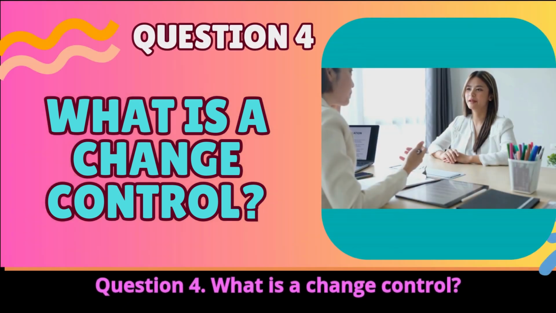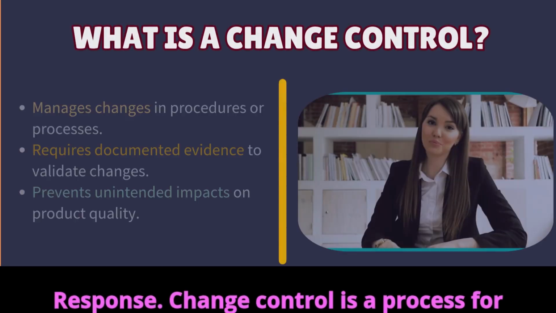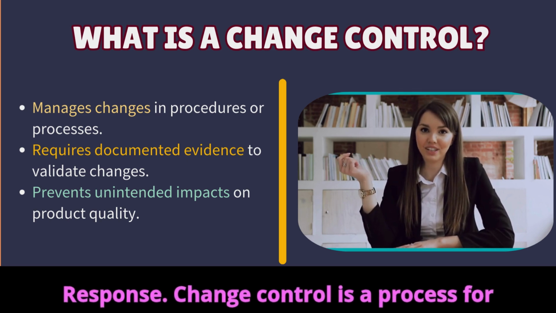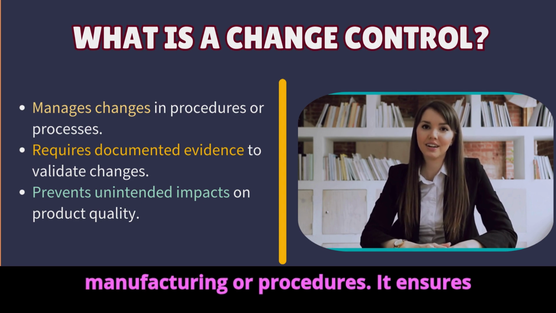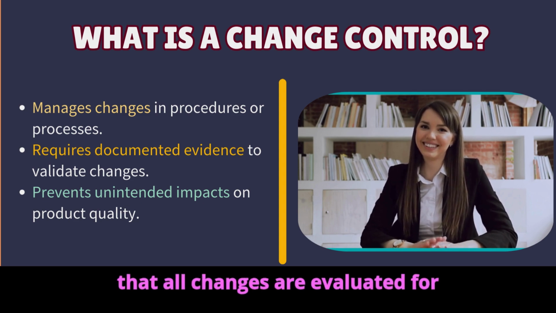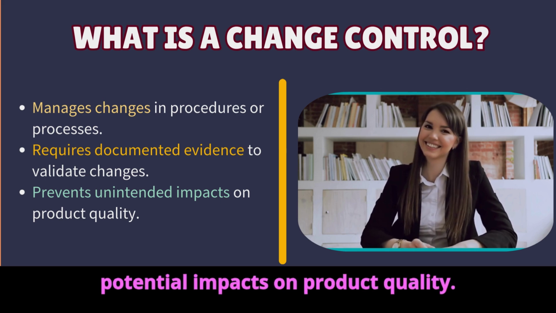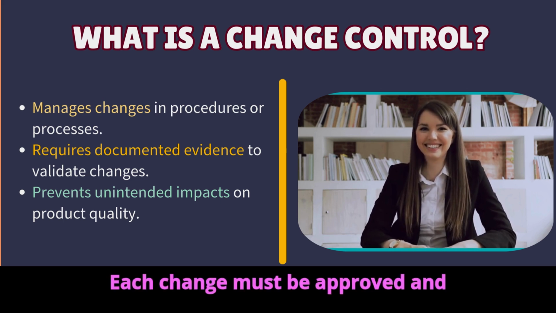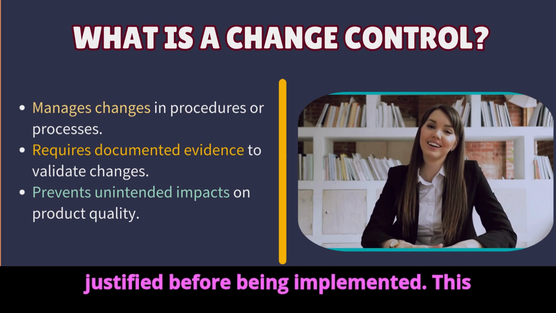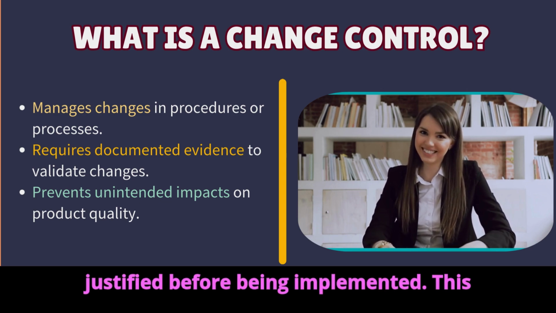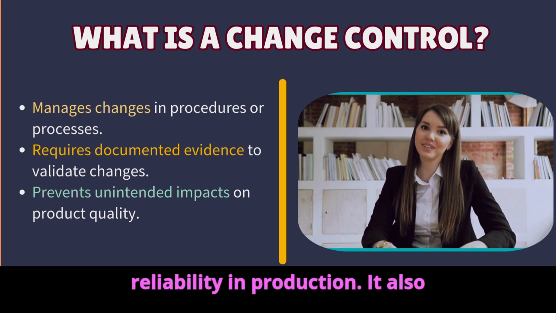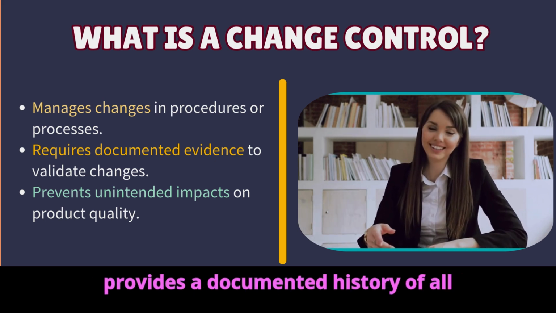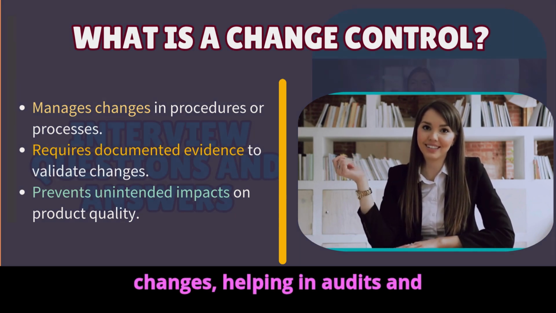Question 4. What is a change control? Response. Change control is a process for managing and documenting modifications in manufacturing or procedures. It ensures that all changes are evaluated for potential impacts on product quality. Each change must be approved and justified before being implemented. This system helps maintain consistency and reliability in production. It also provides a documented history of all changes, helping in audits and inspections.